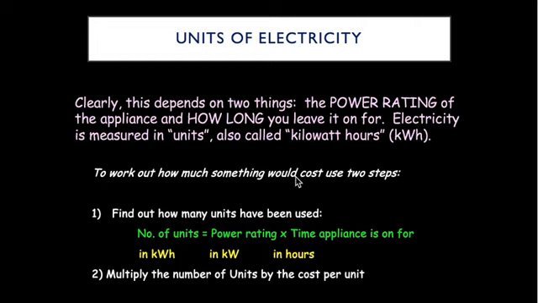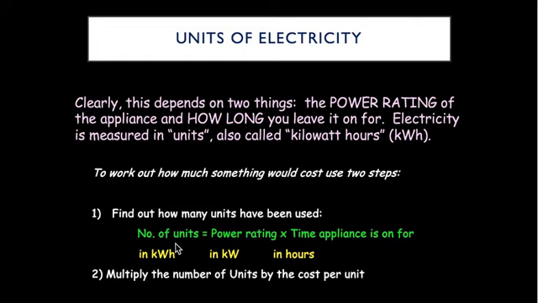So to work out how much something would cost, we would use 2 steps. When you get an electrical bill, maybe every month, every 3 months, you first of all have to find out how much energy you've been using, how many units or how many kilowatt hours you've been using. And then if you know how many units you've used, then you can work out how much it's going to cost. So this is how you do it.